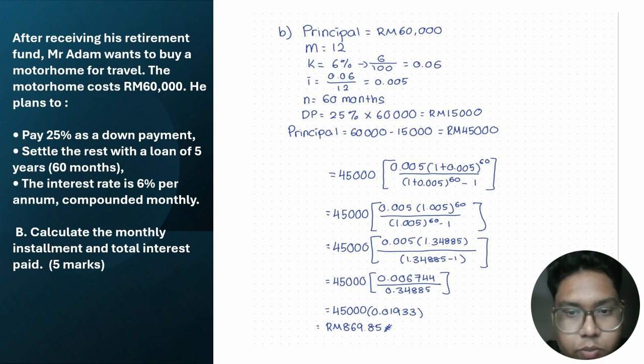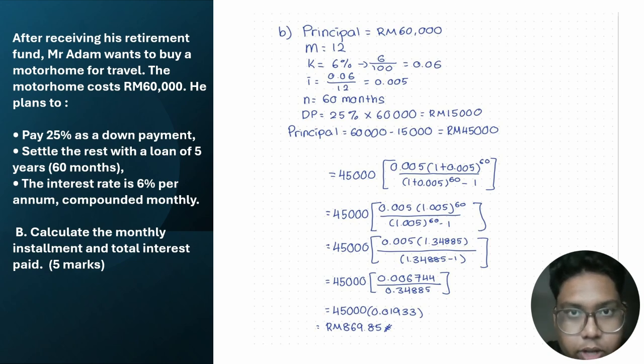So for the formula, we use the same formula as before. 45,000 ringgit Malaysia, open bracket 0.005, open bracket 1 plus 0.005, close the bracket to the power of 60, and divide by (1 plus 0.005)^60 minus 1, and close the full bracket. After that, we calculate the inside, which is 1 plus 0.005, and we will get 1.005. And then we calculate 1.005 to the power of 60, and we will get 1.34885, and 1.34885 minus 1.